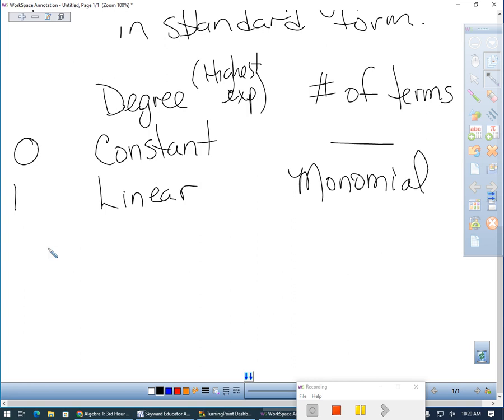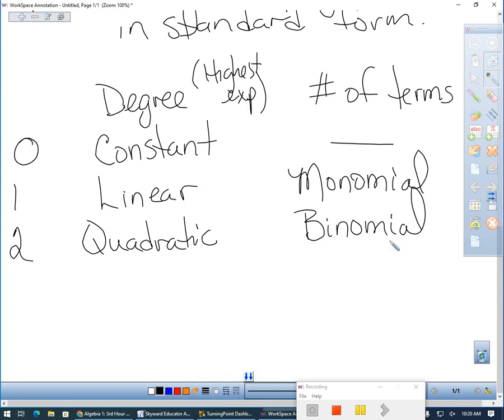If your highest exponent is a 2, the word for a polynomial that's got a squared term in it is called quadratic. If the polynomial has two terms, we call that a binomial. If your highest exponent is a 3, we call that cubic. If you have 3 terms, we call that a trinomial.